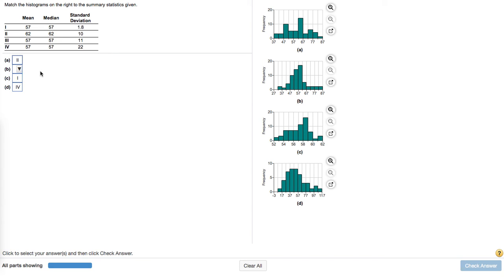By process of elimination, it's got to be that the remaining one, 3, refers to graph B, but that makes sense. 57 appears to be about the middle of the data. The spread is similar to this option, so I'm going to select this one. So I'll check my answer, and that is it for this problem.